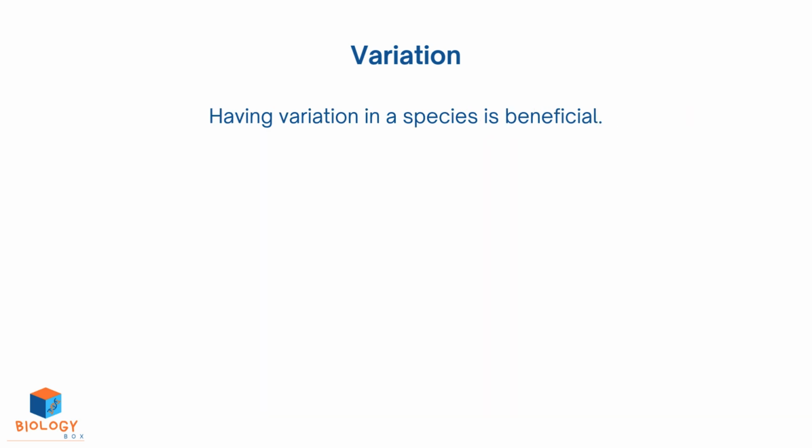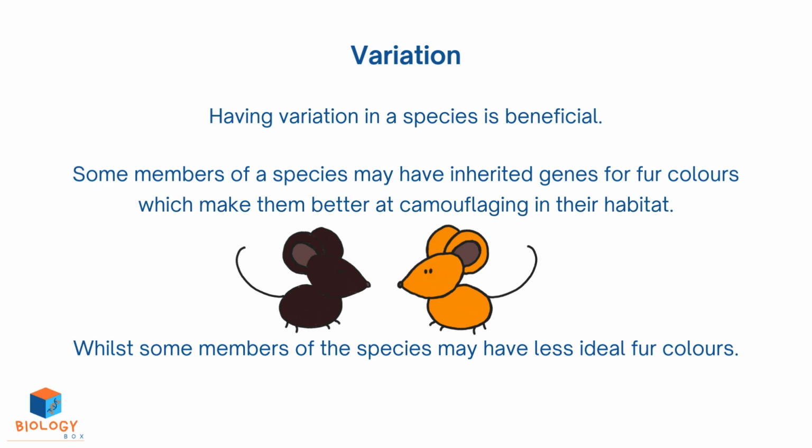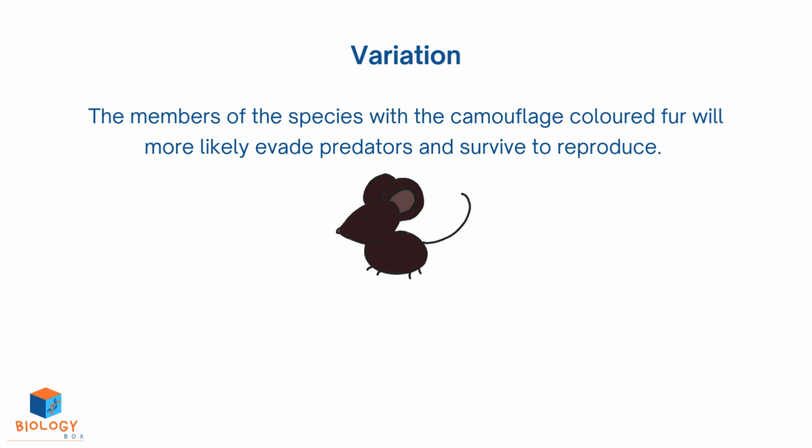Having variation in a species is beneficial. Some members of a species may have inherited genes for fur colors, which make them better at camouflaging in their habitat, while some members of the species may have less ideal fur colors. The members of the species with the camouflage-colored fur will more likely evade predators and survive to reproduce.